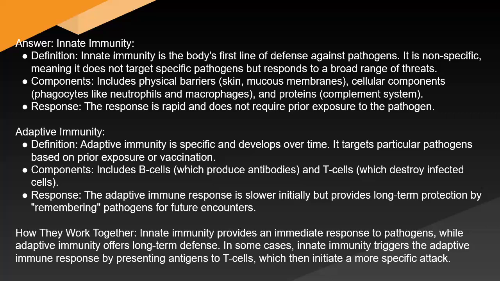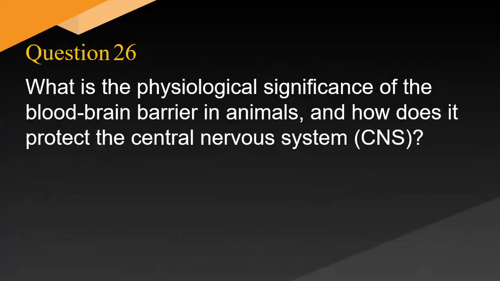Response: the adaptive immune response is slower initially, but provides long-term protection by remembering pathogens for future encounters. How they work together. Innate immunity provides an immediate response to pathogens, while adaptive immunity offers long-term defense. In some cases, innate immunity triggers the adaptive immune response by presenting antigens to T cells, which then initiate a more specific attack.